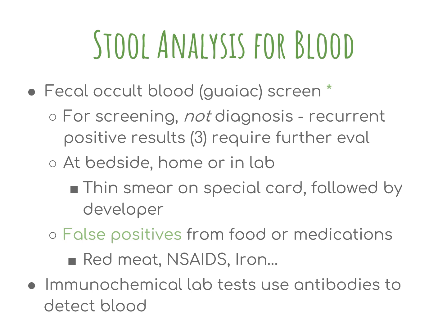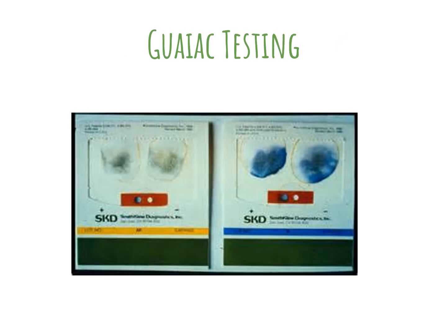False positives can occur, and this is typically from food or medications, such as red meats, NSAIDs, and iron. You should also know that there are different types of tests, such as an immunochemical lab test that uses antibodies to detect blood. This is a sample of a guaiac testing. So on the left side, that's negative, and on the right side, that's positive.